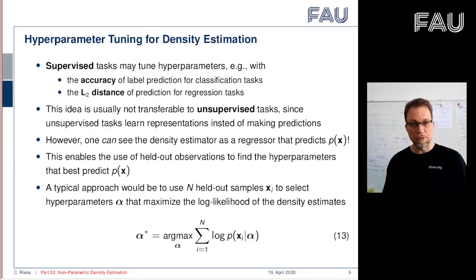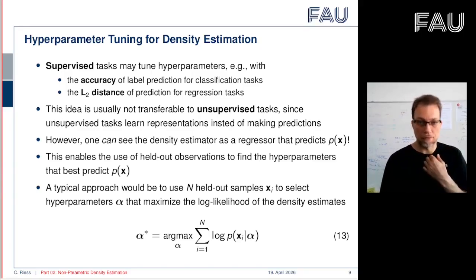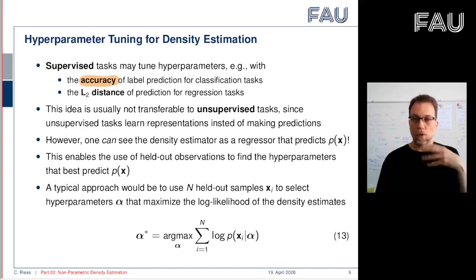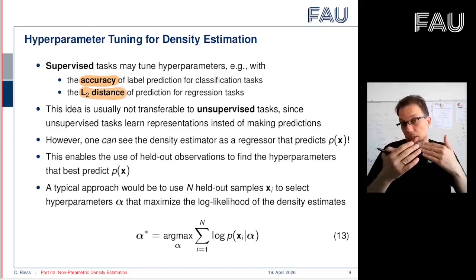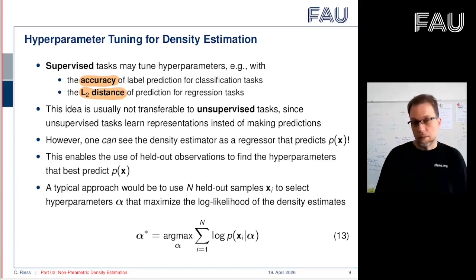So let's look at the specific case of density estimation. For supervised tasks, we know how to tune hyperparameters. For example, if we have a classification task, we can take a metric like the accuracy on the validation set to find the best set of hyperparameters. If we have a regression task, we can take something like an L2 distance for the prediction, or it can also be an L1 distance, to determine the quality of the hyperparameters.